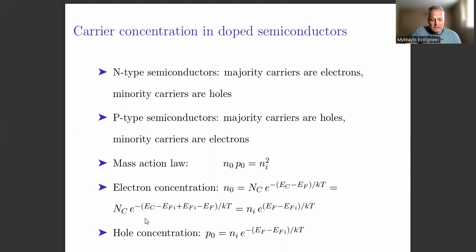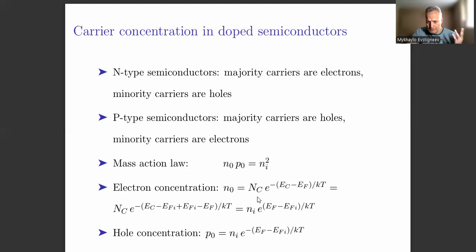Notice that Nc times exponential to the power negative Ec minus E Fermi intrinsic over kT, the first two terms right here, gives me the intrinsic concentration in the semiconductor. So I relate the electron concentration to the intrinsic concentration as N naught is N intrinsic times exponential to the power E Fermi minus E Fermi intrinsic over kT.